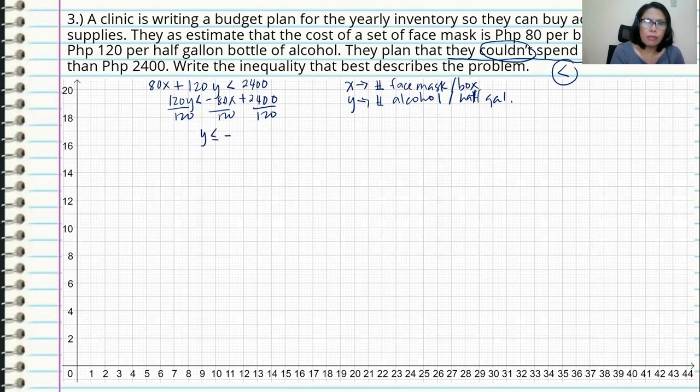2 over 3, so negative 2/3 x plus 20. Or rather, 2,400 when divided by 120 is 20. So by inspection, 20 is considered as the y-intercept.